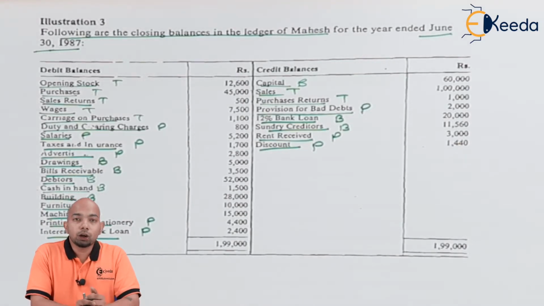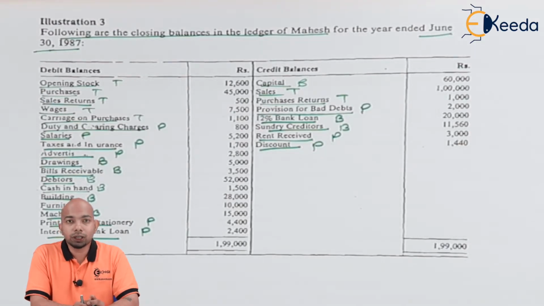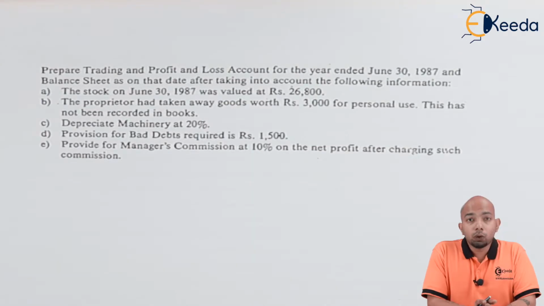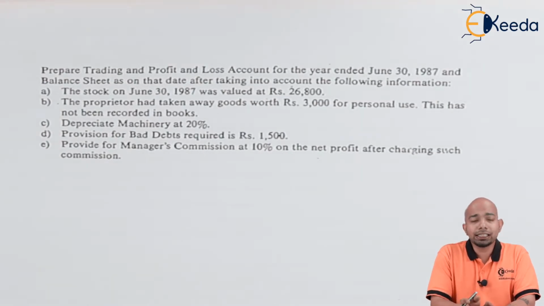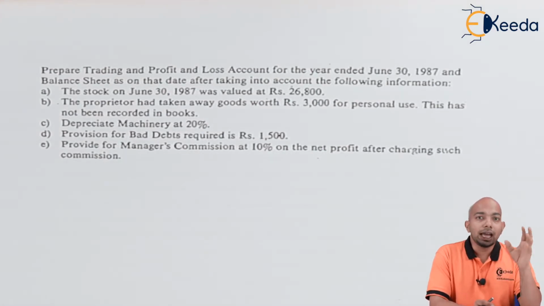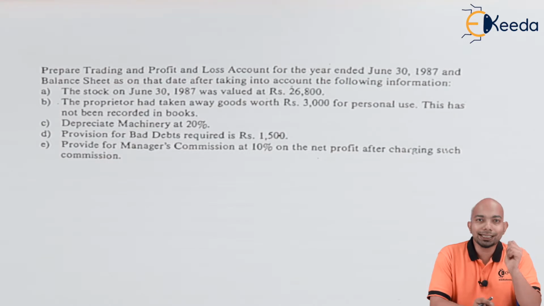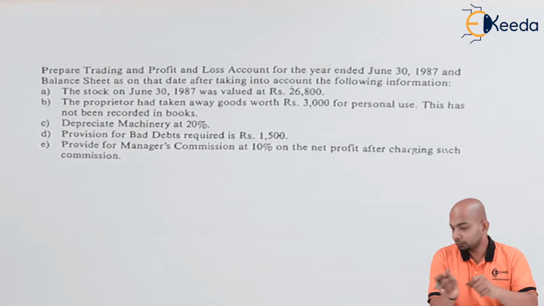Now, let's figure out what are the adjustments that are mentioned in here. And after that, we'll further go ahead with the preparation of the trading, profit and loss account and balance sheet. Now, as you can see, there are certain adjustments that have been mentioned down here. We'll go through each of these adjustments and see what is the effect. That means we will see the trading account being affected, the profit and loss account being affected, and the balance sheet being affected due to these adjustments. Let's go with the first one.